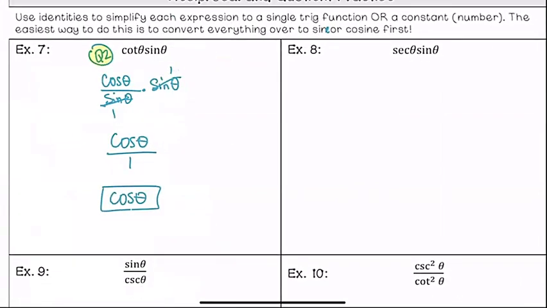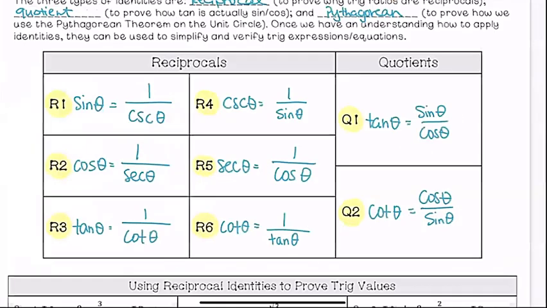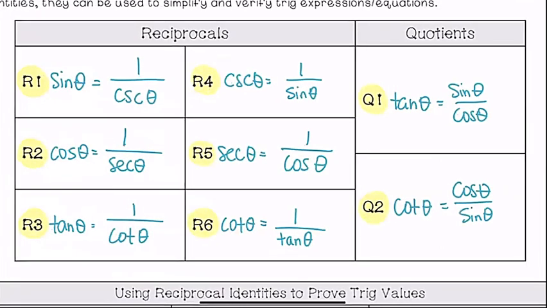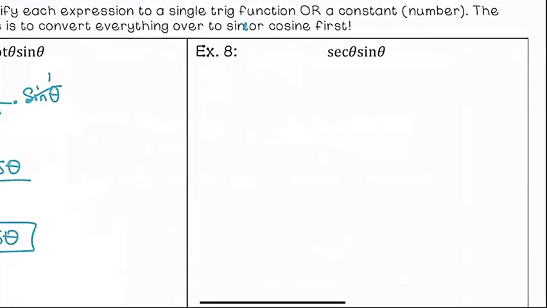Let's try another one. Number 8. See what we get. Number 8 says secant times sine. We already have a sine. We're going to keep sine the same. Secant we will transfer. So we want to look over here and find an identity that starts with secant that'll change us over into cosine or sine. And you can see that here on R5, secant is equal to 1 over cosine. So per R5, secant is 1 over cosine times sine.